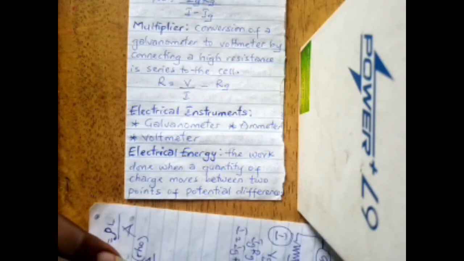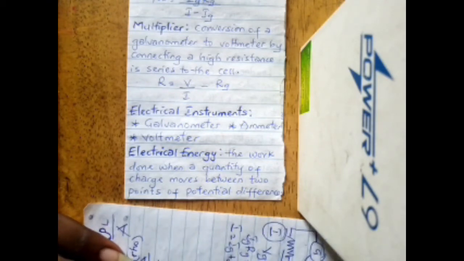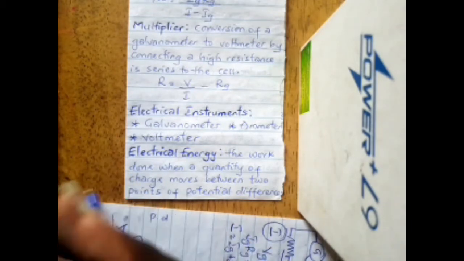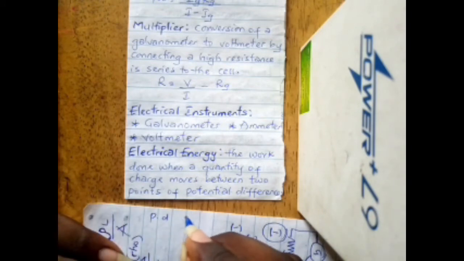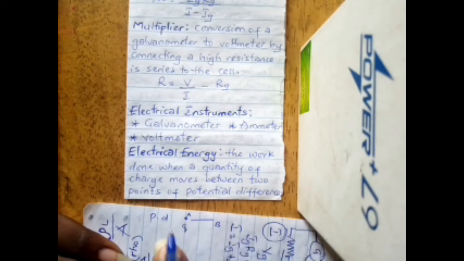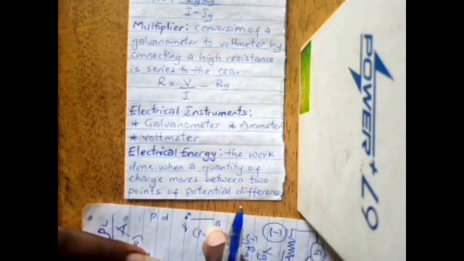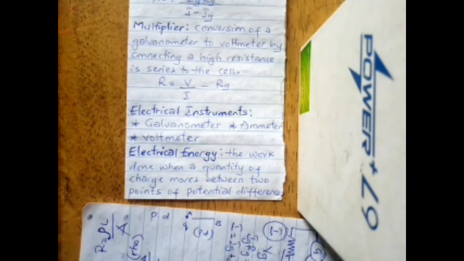Now, I want us to remember that the potential difference, PD, talks about the amount of work done in moving a point charge from one point to another. That's the potential difference, PD. The amount of work done in moving that charge from A to B. And that work done is what we refer to as the electrical energy, because energy talks about the ability or capability to carry out work.